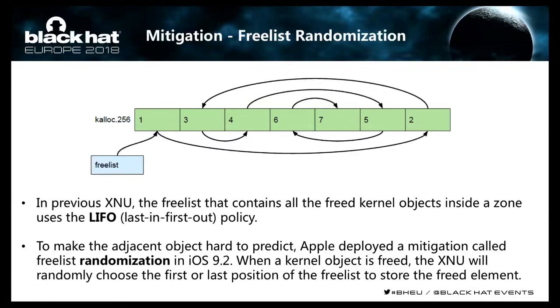To make the adjacent objects hard to predict, Apple deployed a mitigation called free list randomization in iOS 9.2 and macOS 10.11.2. When a kernel object is freed, XNU will randomly choose the first or last position of the free list to store the freed element. In this case, it is hard for attackers to corrupt the kernel object in a zone in a predictable way.